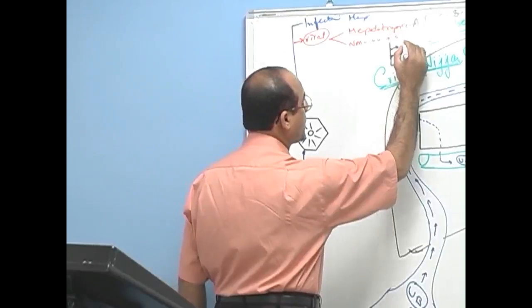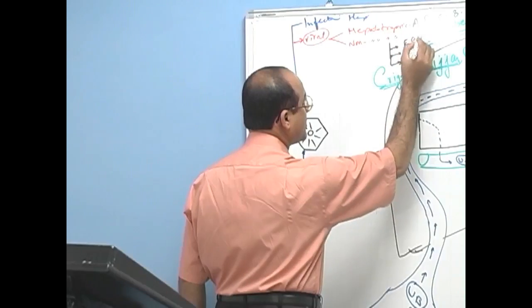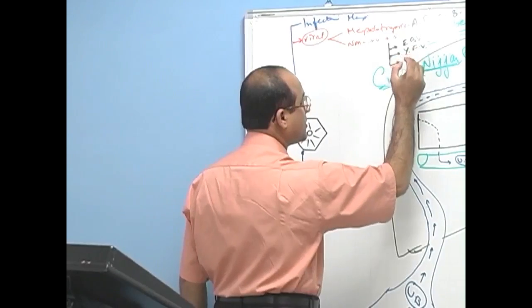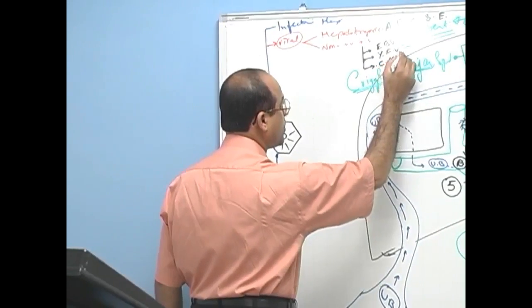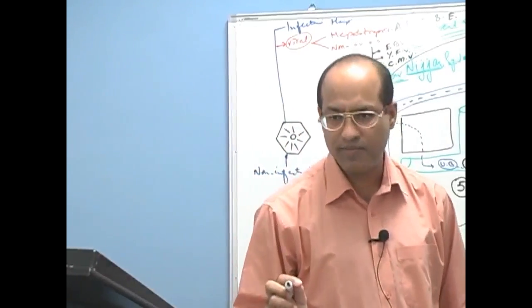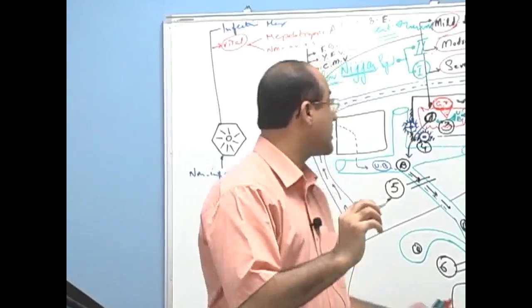Of course, you must be able to tell me Epstein-Barr virus, right? You must be able to tell me yellow fever virus. You must be able to tell me cytomegalovirus. This is the minimum 3 you are supposed to know when you go for your international career, right?